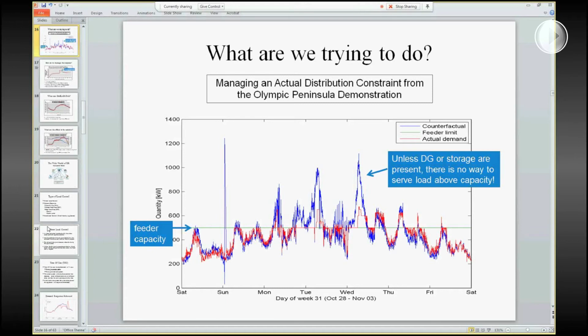So the idea was to look at a way of, instead of expanding capacity or putting in a new transmission line, reducing demand purely on peak to bring this area back into requirements for its peak capacity.